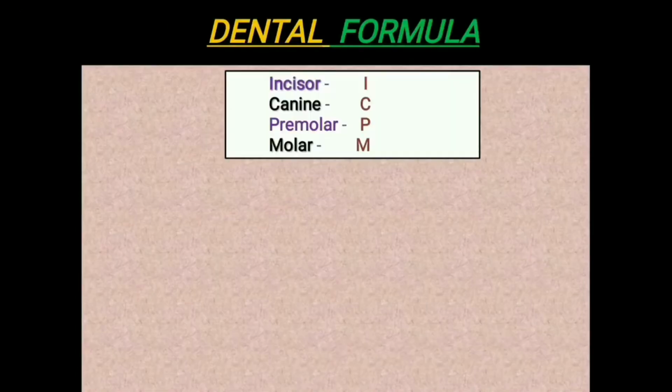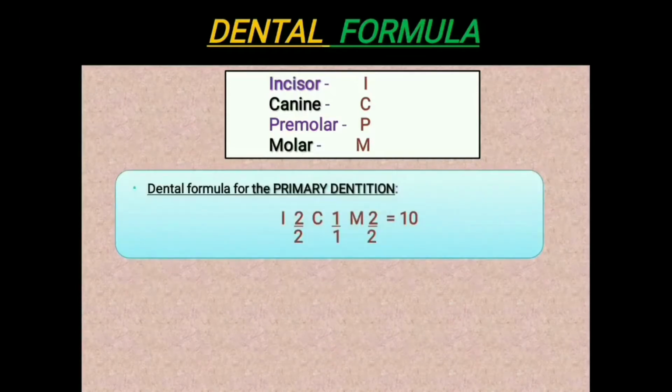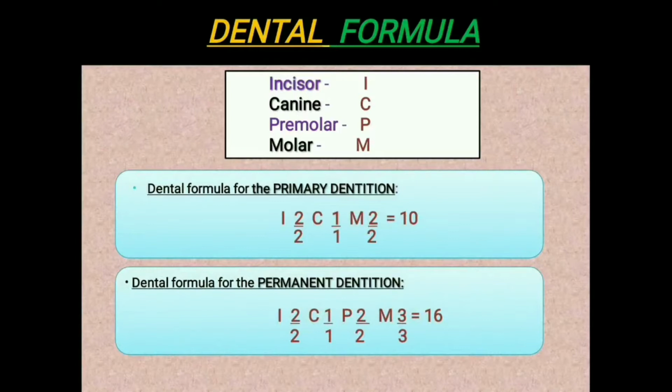Coming to dental formula, for incisor we will designate it as I, canine as C, premolar as P, and molar as M. So the dental formula for human beings in primary dentition is I 2 by 2, C 1 by 1, M 2 by 2, which makes 10 teeth on either right or left side. In the same way, for permanent dentition, I 2 by 2, C 1 by 1, P 2 by 2, M 3 by 3, which makes 16 teeth on either side.